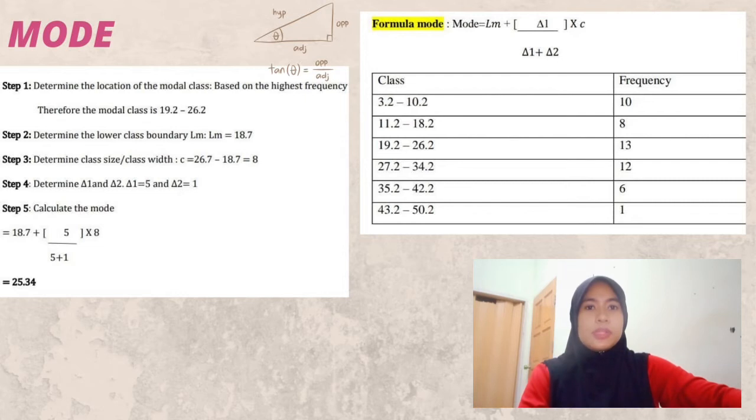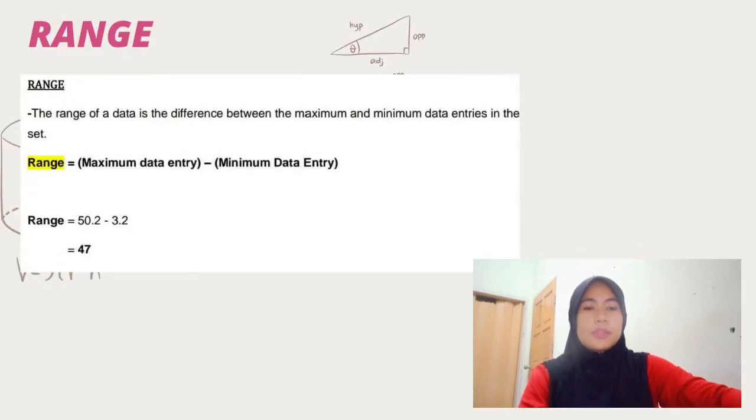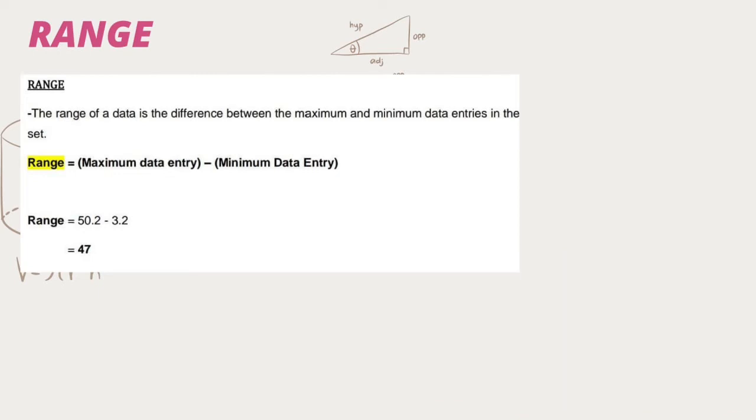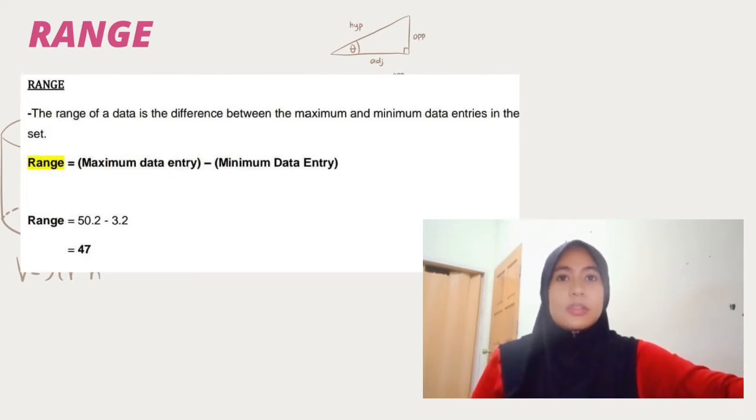Table for mode is class and frequency. To determine mode, it has 5 steps. In step number 5, mode is 25.34. Next is for range. The range of data is the difference between the maximum and minimum data entries in the set. Formula for range is maximum data entry minus minimum data entry.